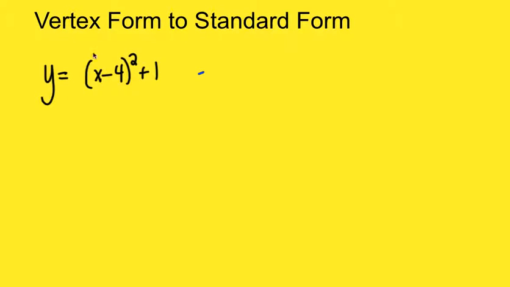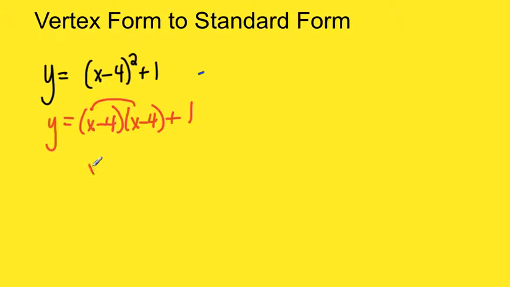In this video, we'll be changing vertex form of a quadratic function to standard form. So for this one, what you have to do is remember that (x minus 4) squared is (x minus 4) written twice, not x squared plus 16. So write it twice, and then you're going to FOIL this.